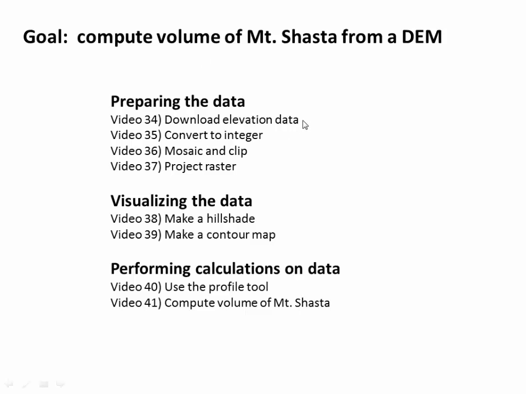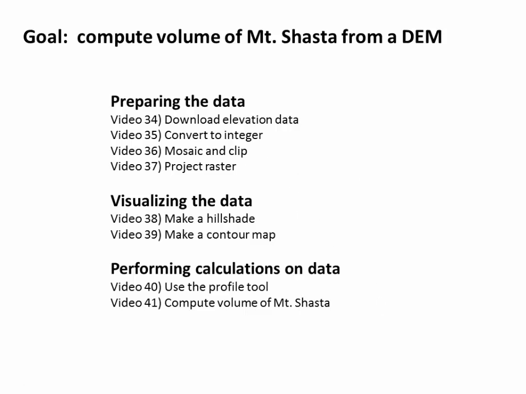So in this video we'll download the data, and in the next couple of videos we'll convert it to an integer form, we'll mosaic and clip the rasters, then we'll project the rasters, and then we'll move on to visualizing. We'll make a hillshade, we'll make a contour map, and then in the last two videos we'll perform some calculations on the data. I'll show you how to use the profile tool, and then ultimately we'll, I think, use raster calculator to make some volume estimates of Mount Shasta. So if you're in the class, you need to do all these videos. If you're just out there on your own, you may want to pick some of these videos that have the tools you need.